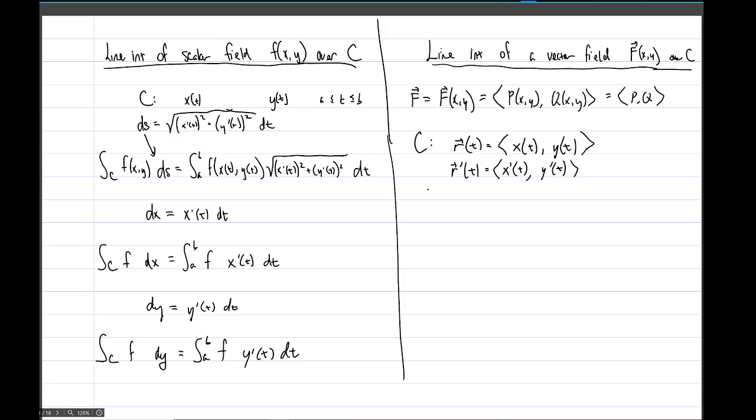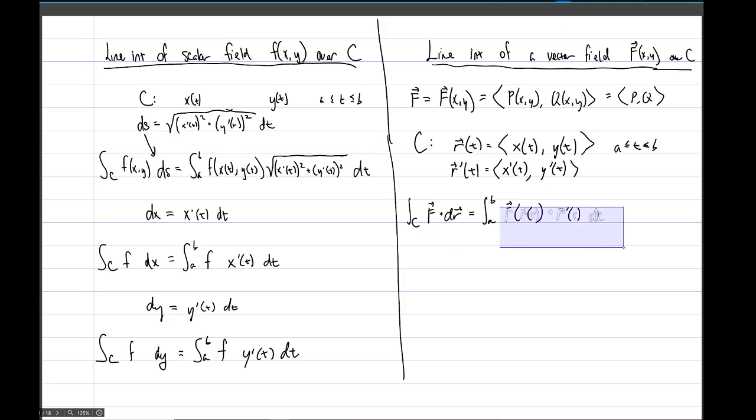Okay, and then the integral over the curve C of the vector field f dot dr is equal to, well, integral, I should have included here, sorry, t going from a to b. So the integral t going from a to b of f of r of t dotted with, dot product, r prime of t dt.